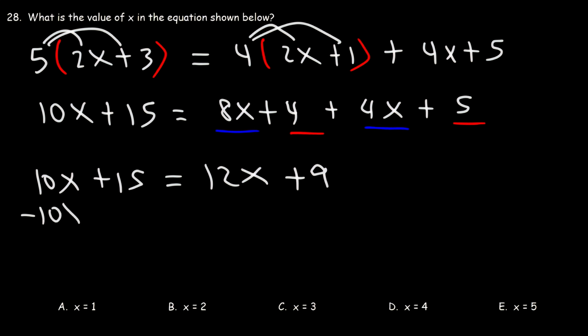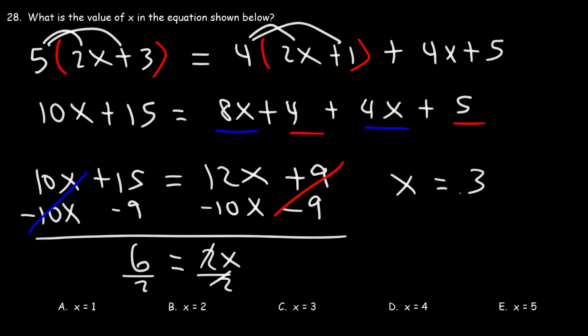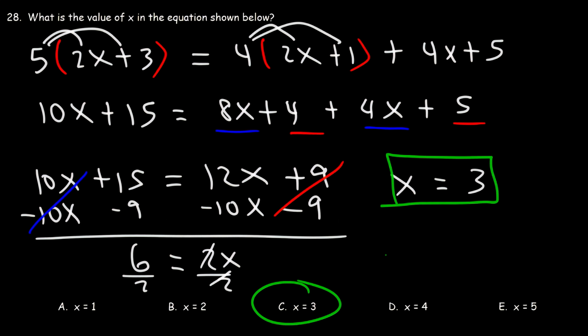Next, let's subtract both sides by 10x. And at the same time, we can subtract both sides by 9. So the 10x's will cancel, and the 9's will cancel. 15 minus 9 is 6. 12x minus 10x is 2x. So our next step is to divide both sides by 2. So x is going to be 6 divided by 2, which is 3. And so this is the final answer.